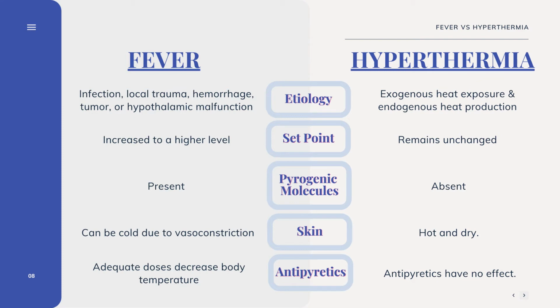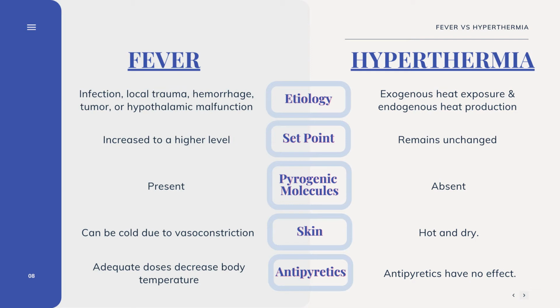Etiologies of fever include infection, local trauma, intracranial hemorrhage, and hypothalamic dysfunction. Hyperthermia is primarily caused by exogenous heat exposure and endogenous heat production that overwhelms the body's innate ability to lose heat. Hypothalamic set point is increased to a higher value in fever while it remains unchanged in hyperthermia.